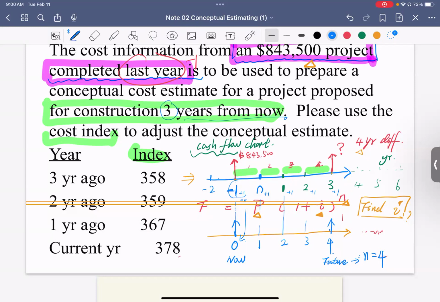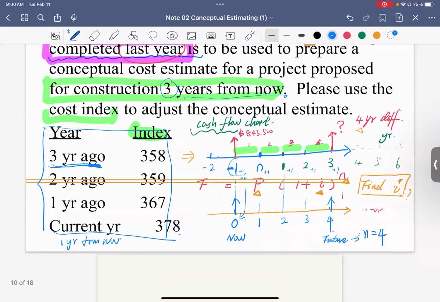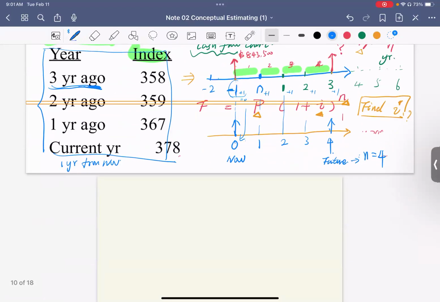So the reason I want to do this is because maybe somewhere your table gives you the information that will be 1 year from now. But you can see here, this is 3 years ago. Okay. So now we're going to find I using the index table, which is referred to this one.